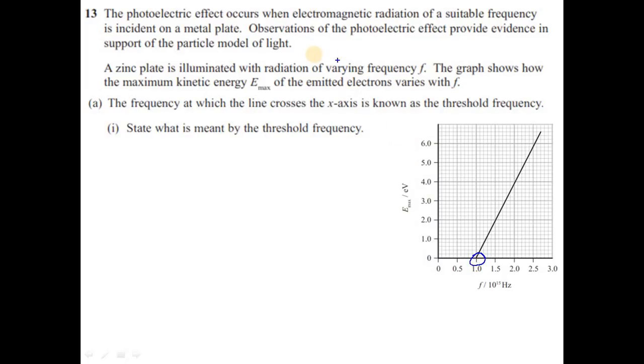So for this specific case, threshold frequency is 1 into 10 to the power 15. But you don't need to write this number. They are asking about just the definition or the concept of threshold frequency. So threshold frequency is the minimum frequency required to emit electrons from the metal surface.